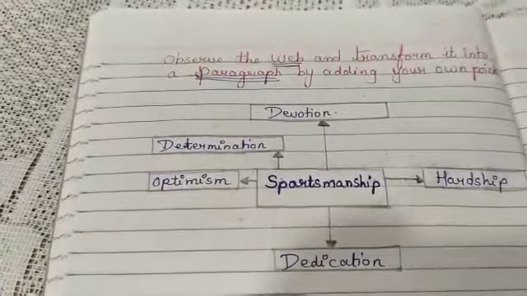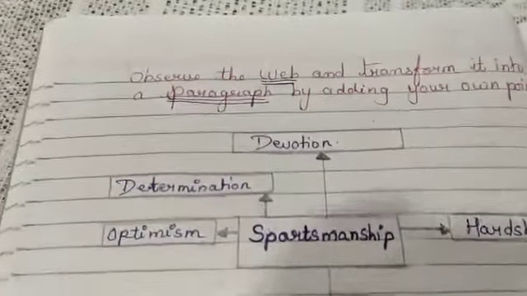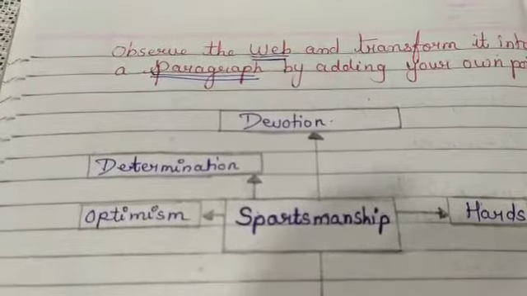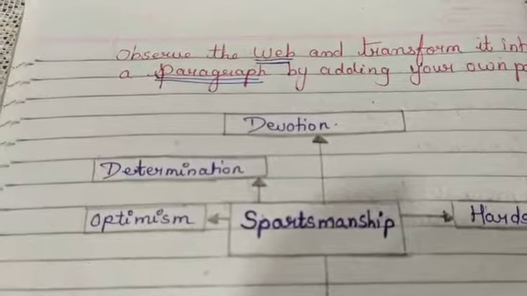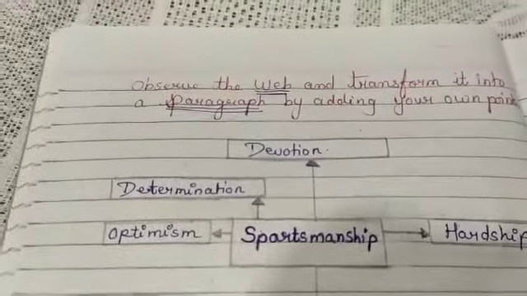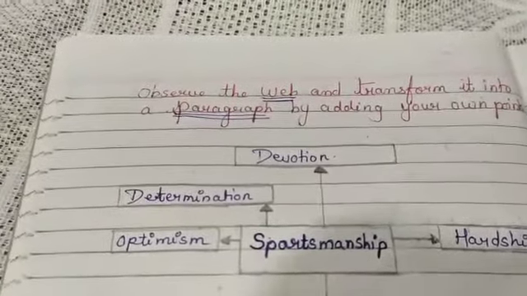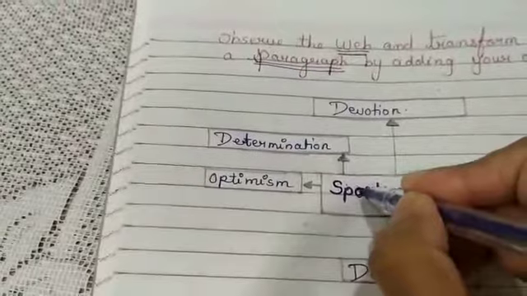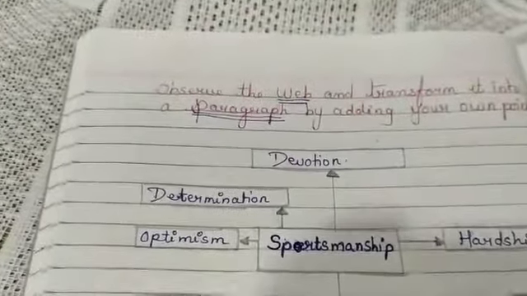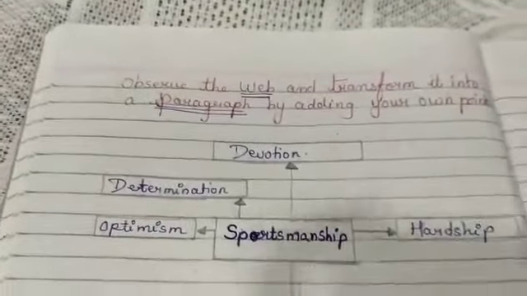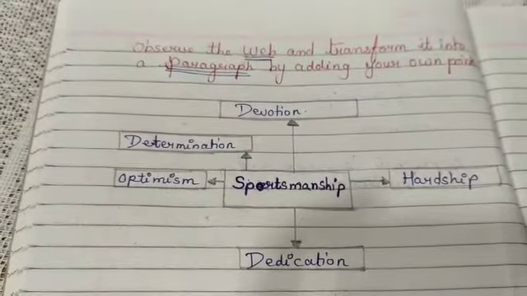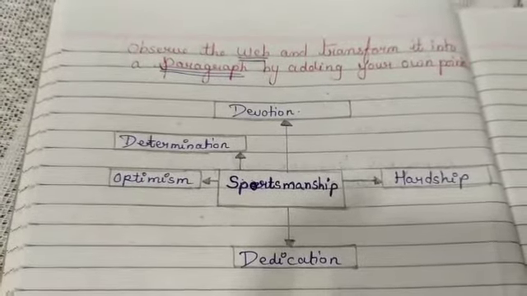Start with a proper introduction. Like here, can you see in the center it's given sportsmanship. So this is your title. As I said, the center of the web is your topic, sportsmanship, so obviously you are going to write it as the title. There were words like devotion, determination, optimism, dedication, hardship, etc.